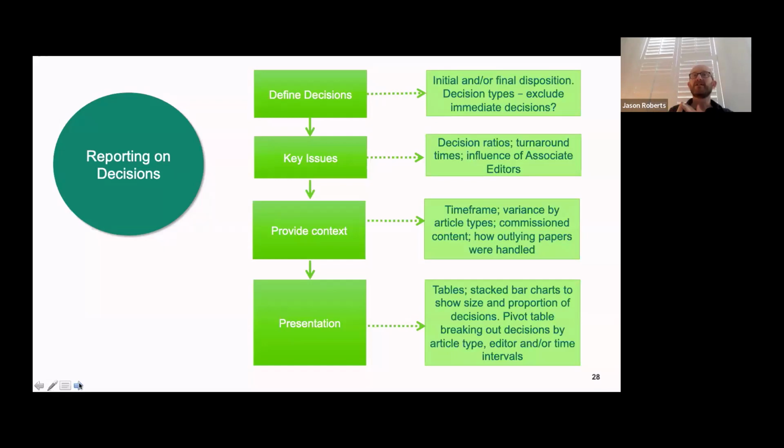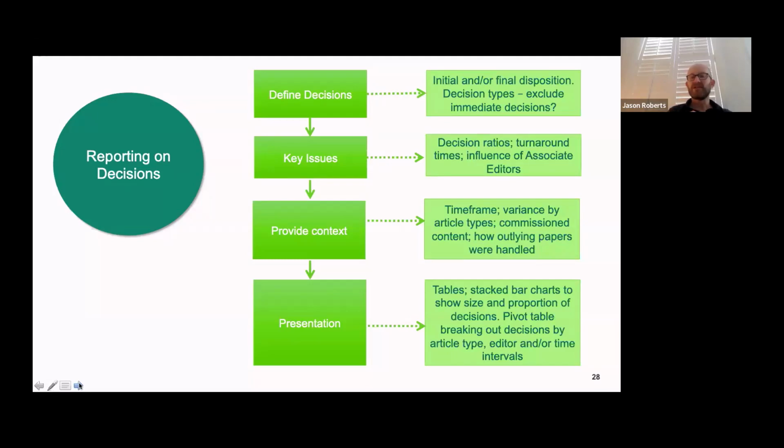So, if you have certain associate editors that are very hard, and then the editor-in-chief is having to correct that hardness, maybe it was reject and they say minor revision or major revision or something like that. These are things that you can monitor using the data, but again, just define what the key issues are that you want to report on.